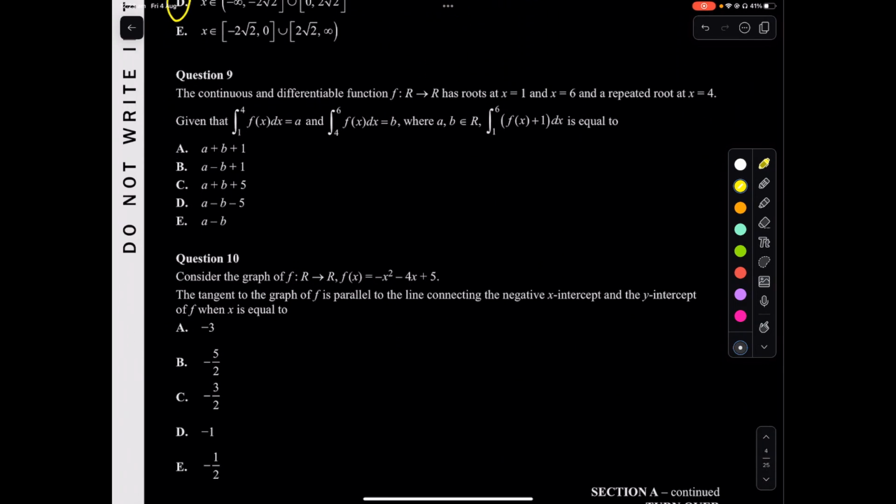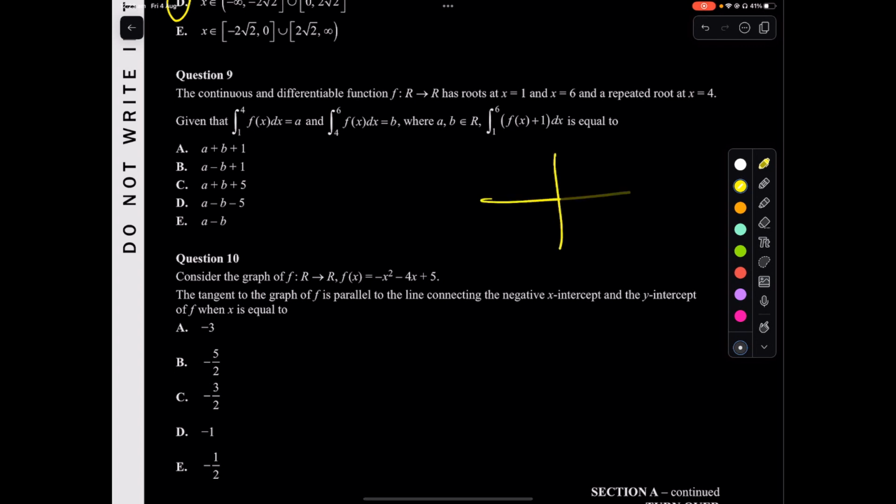Question 9. The continuous and differentiable function has roots at x equals 1 and x equals 6, and a repeated root at x equals 4. Given that from 1 to 4 the integral of f of x is A and from 4 to 6 is B, where A and B are all reals, the integral from 1 to 6 of f of x is equal to.